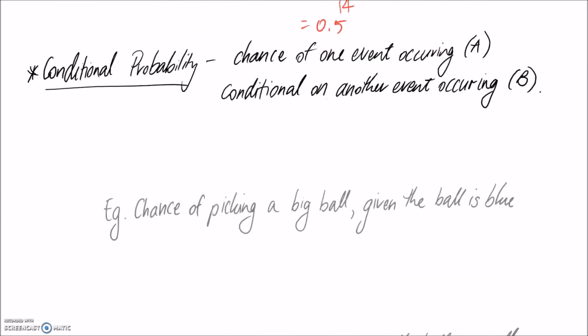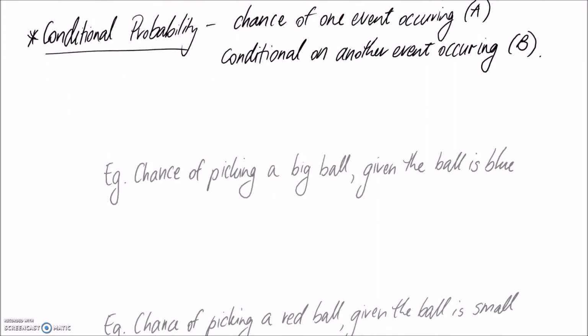Alrighty, next one. Got conditional probability. So this is going to be the chance of one event occurring, which we're going to call A, conditional on another event occurring, which is B. So up until now, we haven't had any conditions on what we've been picking from. It's always just been the total number of balls in the bag. But now we've got some other condition, which we're going to be picking from.